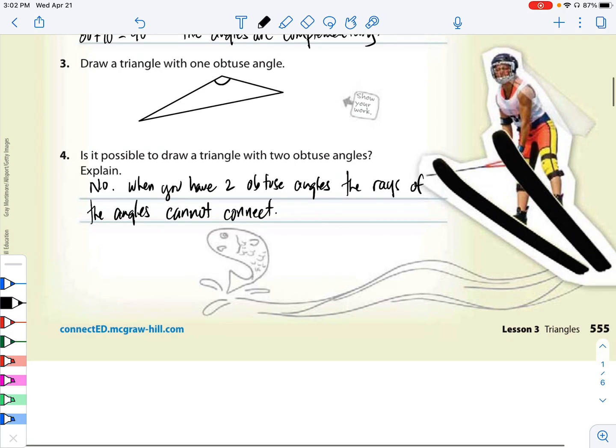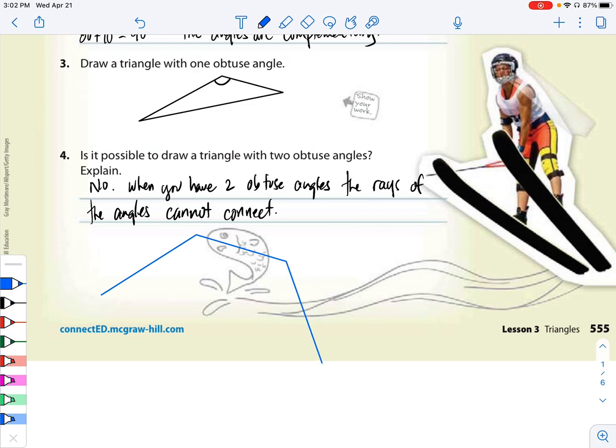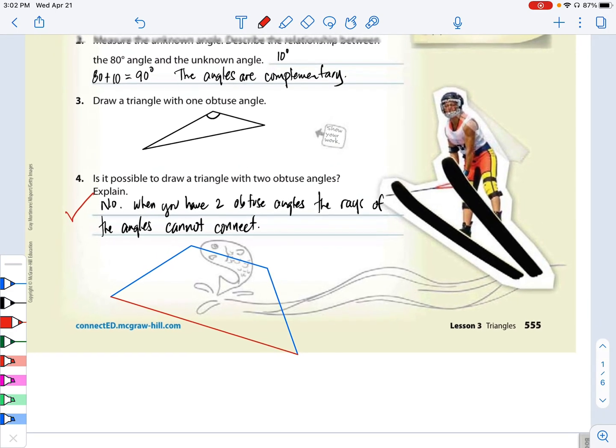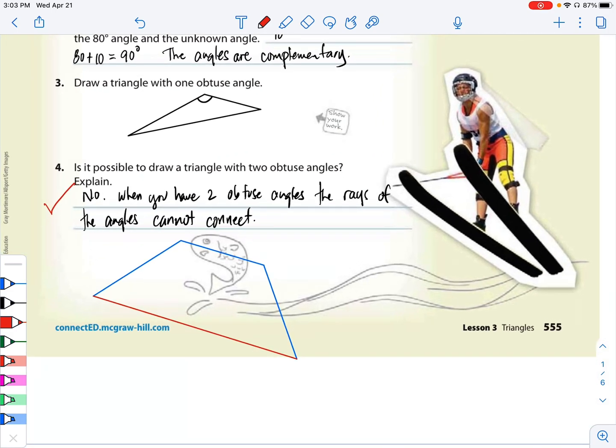Let me give you an example right here. This is an obtuse angle right here, just like what I did on top. And if I draw another obtuse angle, which is greater than 90 degrees, look at this, it's not going to connect to make a triangle. If I connect these two rays right here, that's not going to be a triangle. That's going to be something else, a quadrilateral. And that's the reason why it cannot happen, because it cannot form a triangle if you have two obtuse angles.